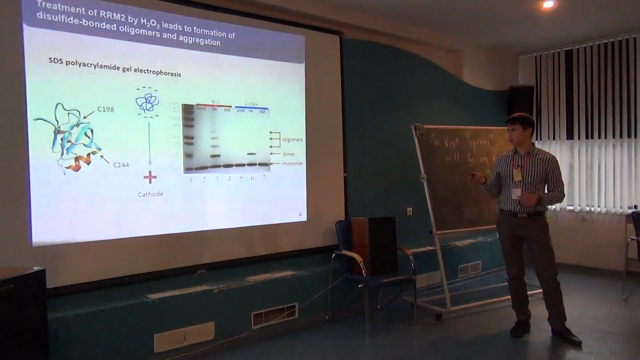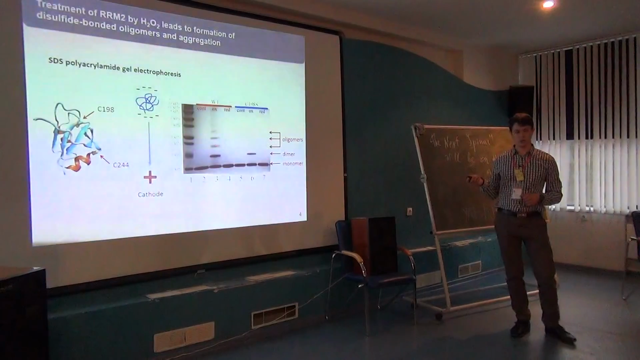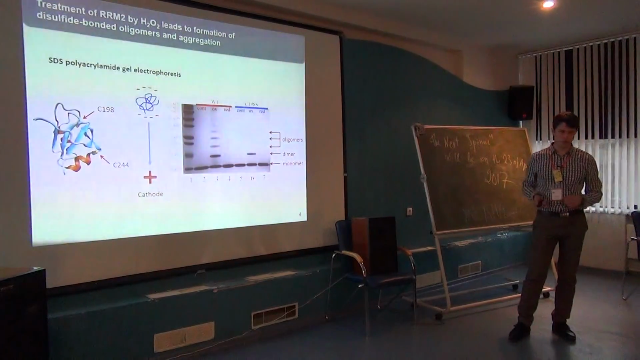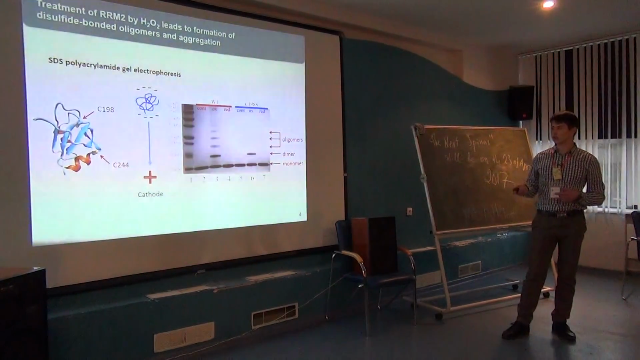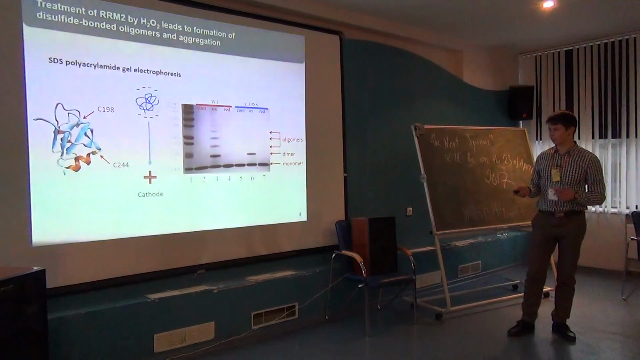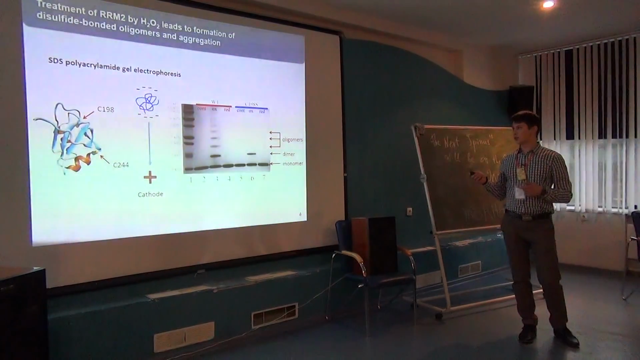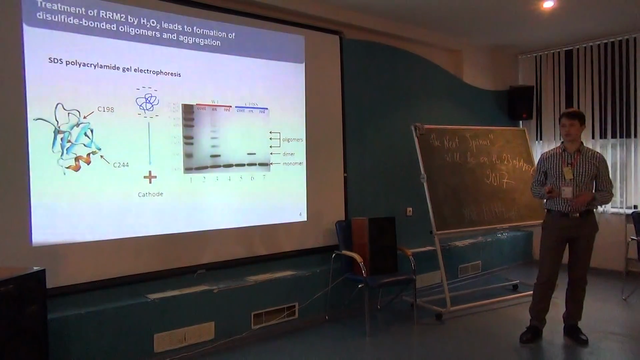For the oxidized sample of wild type, we observed the formation of dimer and different oligomers. For the C198S mutant, we observed the formation of dimers only because it has only one cysteine, and the cross-linking is not possible in this case. Only dimers could form. And this is the first evidence that we have some oligomerization after oxidative stress is introduced in our system.